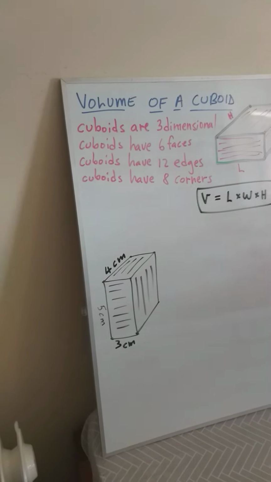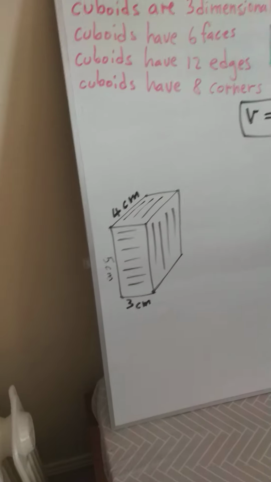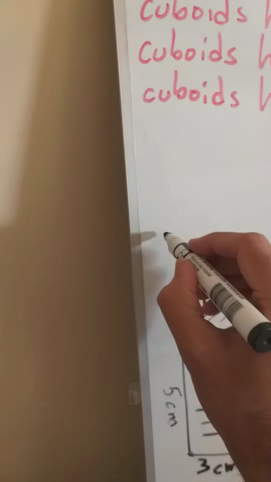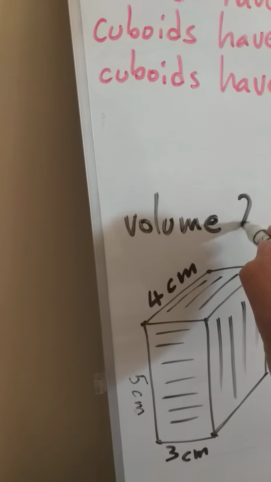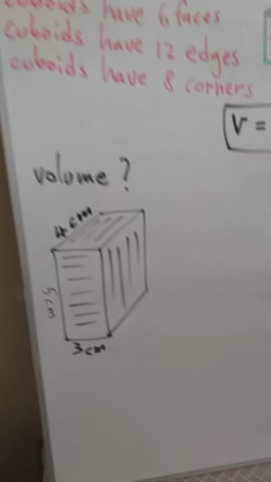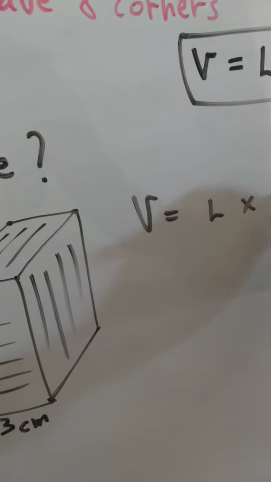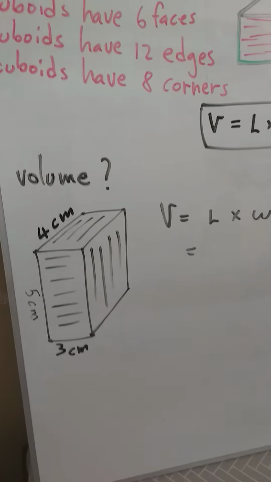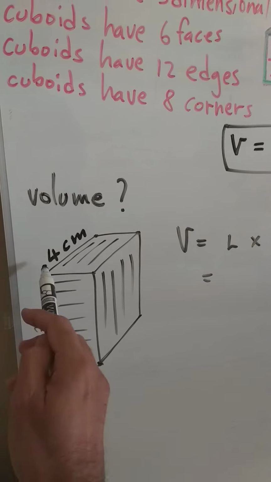Now let's look at an example. So the question is, find the volume of this cuboid. What is the volume of this cuboid? So volume equals length times width times the height. So the length would be, you take the cross-sectional area and see the longer side. So the length over here would be 5.